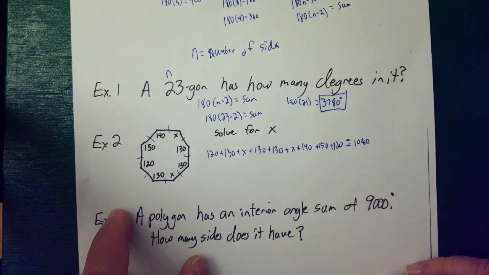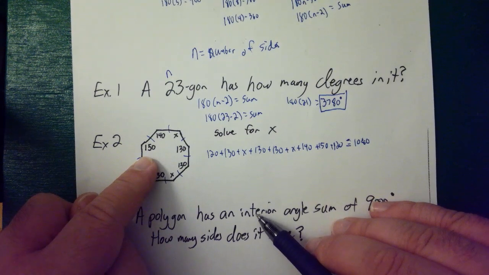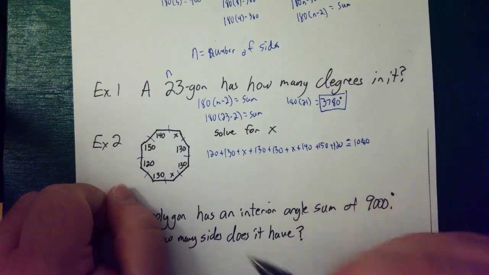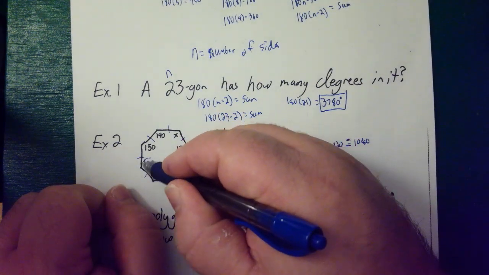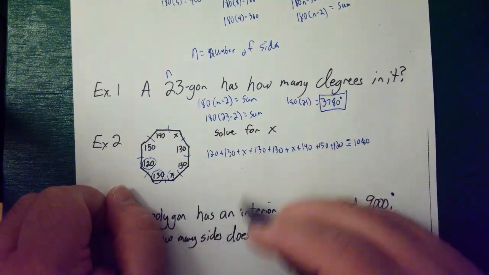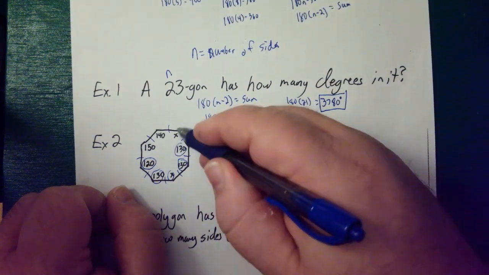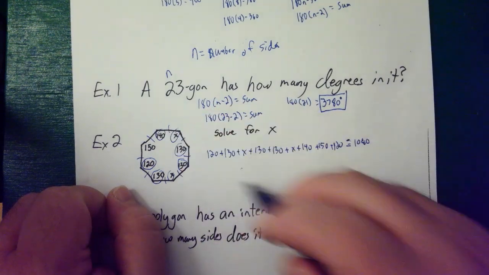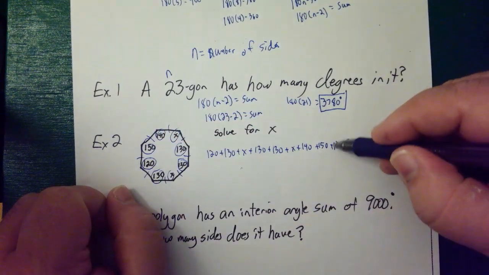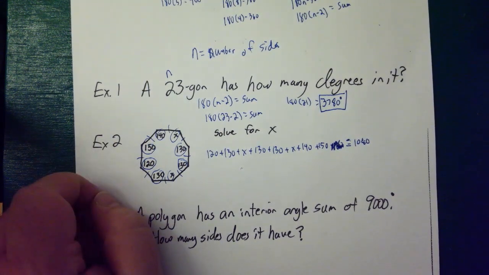Okay, I made a mistake on purpose. You have to be careful that you know where you started and where you have to stop. As you're writing these, I would go through and circle them: 120, 130, x, 130, 130 again, another x, 140, 150, and that should not be there. Take off that 120. Be very careful you don't put too many or not put enough.